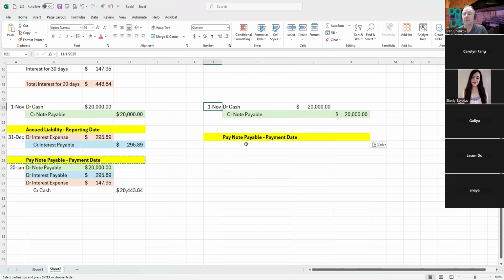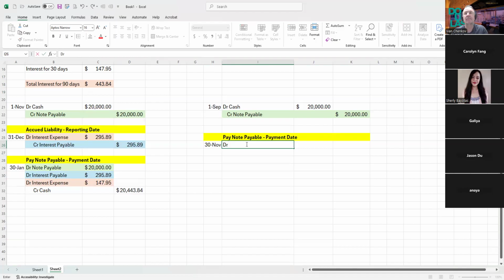Let's pretend that this note is not November 1st, let's say September 1st. If it's September 1st, there is no reporting date. In September, I'm going to have 31 days. In October, I'm going to have 31. That's 60. And on November 30th, I have to pay it. No reporting date. What will be my journal entry now?